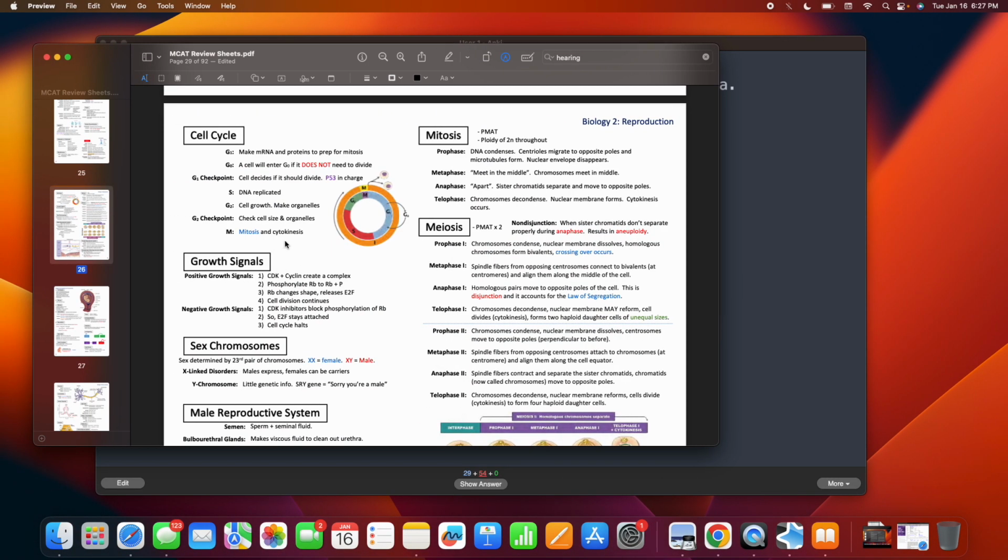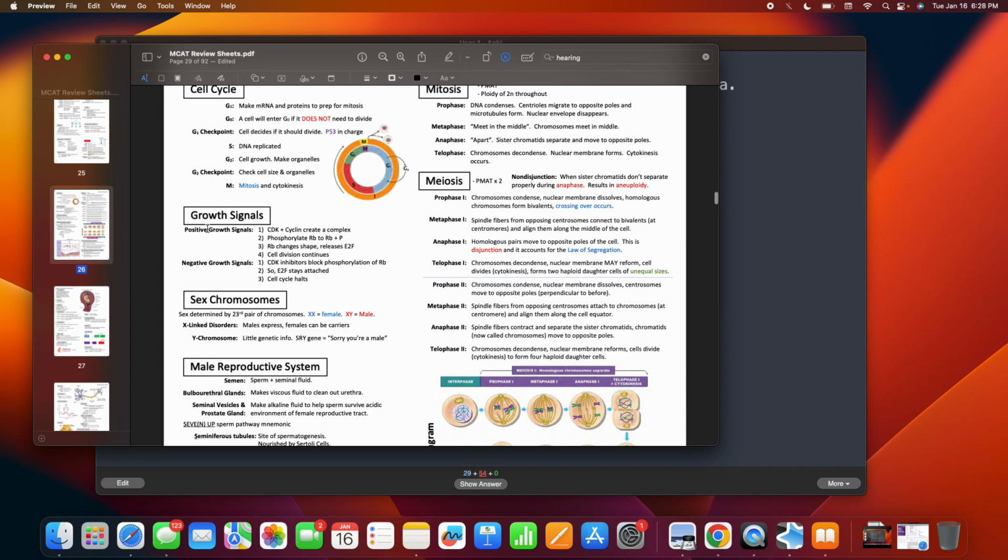And then S is for the DNA replication. So DNA is replicated at the end of the S stage. And then the G2 stage is the cell growth. So you make organelles during this stage. And then we have the G2 checkpoint, where you check the cell size and the organelles. And the M, which is the mitosis and cytokinesis. And cytokinesis is the division of the cytoplasm.